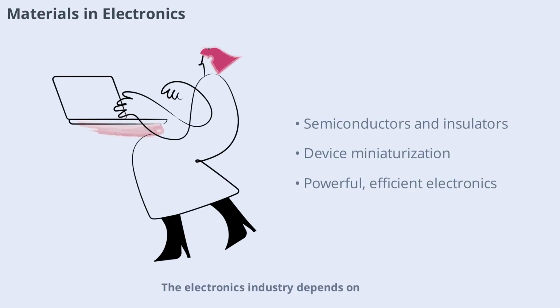The electronics industry depends on materials with precise electrical properties. Semiconductors, insulators, and conductive metals are all carefully engineered for use in devices like smartphones, computers, and televisions. Materials engineers push the boundaries of what's possible, enabling smaller, faster, and more powerful electronics.